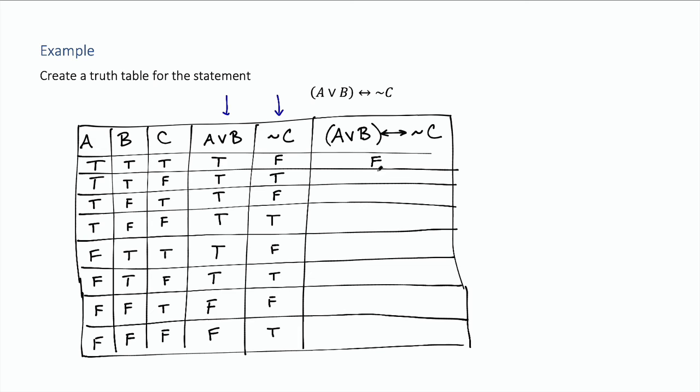Next one, they are the same, they're both true, so that's true. The next, they are not the same, so that's false. Then they are the same, that's true. Then they're not the same, that's false. Then they are the same, that's true. And then they are the same again, that's true. And the last one, they're not the same, so that's false. So there's our truth table for this biconditional.